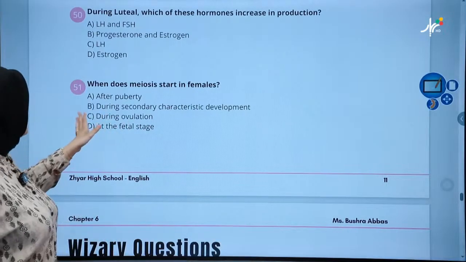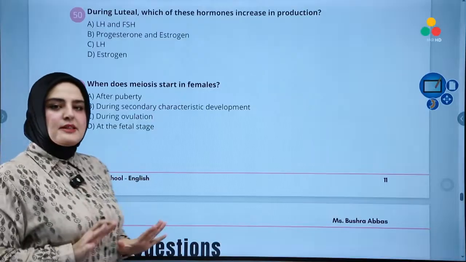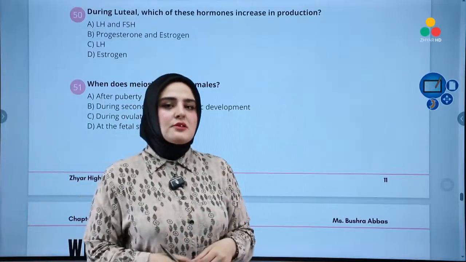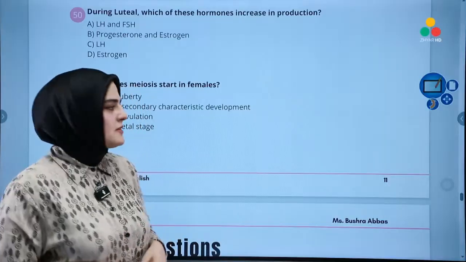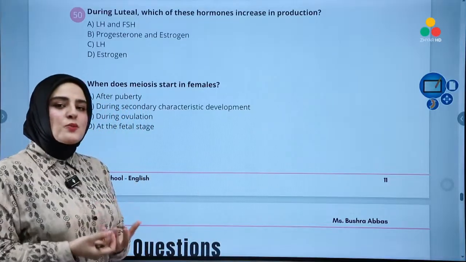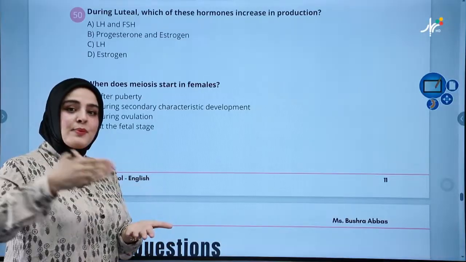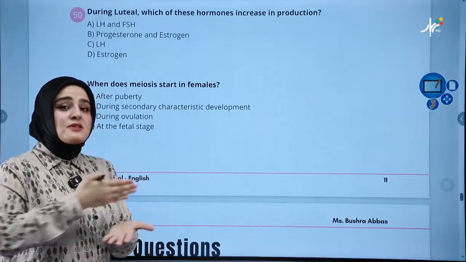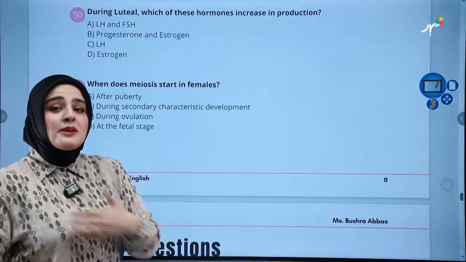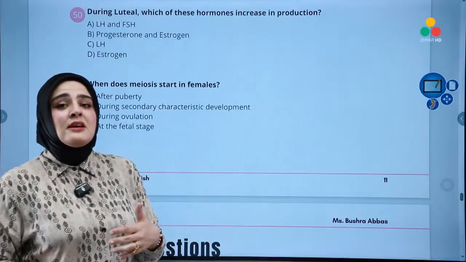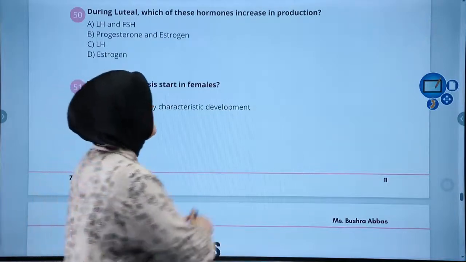So for question 51, when does meiosis start in females? Please focus here. So many students make a mistake in this one because it is a bit complicated, considering that meiosis is one process, but in female gamete these processes are happening with intersections, sometimes years and years between them. Other times it's not going to be even completed and the egg is going to be discarded before even that happening. Let's see why.